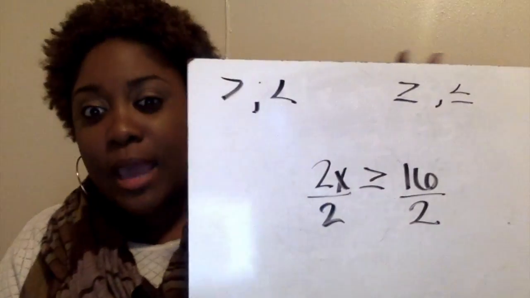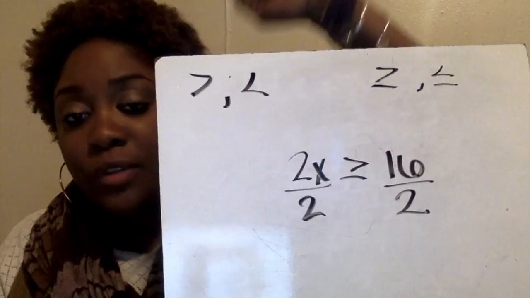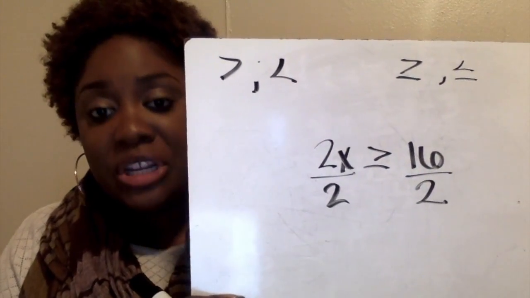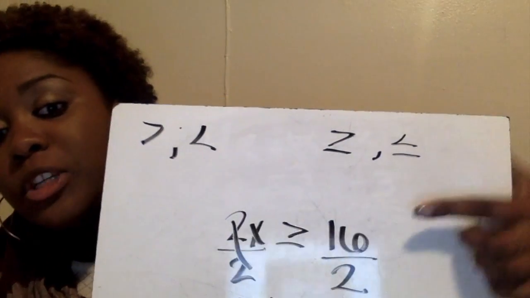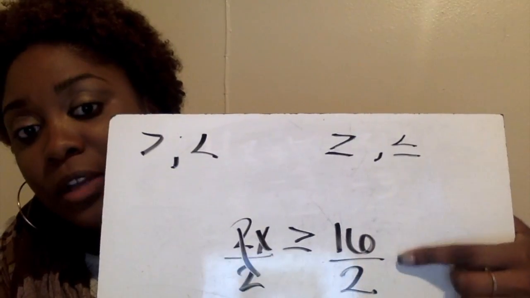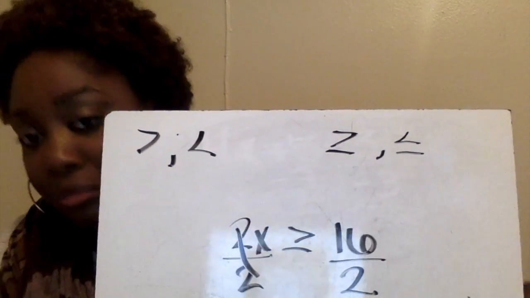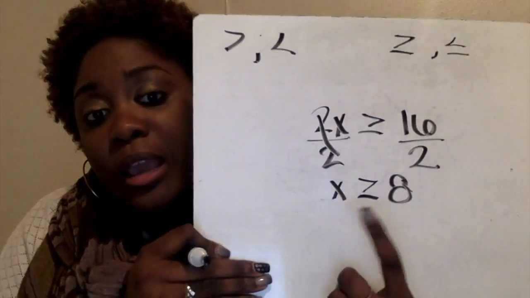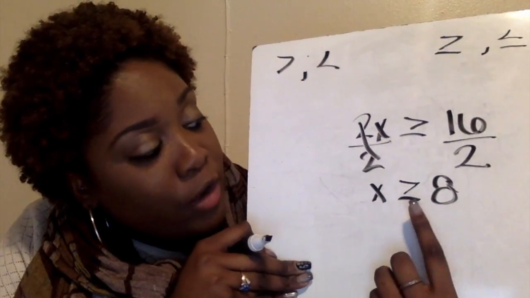Remember, whatever I do to one side, I have to do to the other side. So, this 2 divided by 2 is going to give me 1. And remember that if I just have a variable, there's an understood 1 in front of that variable. So that marks out, I have just an x. I bring down my inequality. And then I solve. Remember that this division bar is also telling me to divide. So, 16 divided by 2, which obviously is 8.